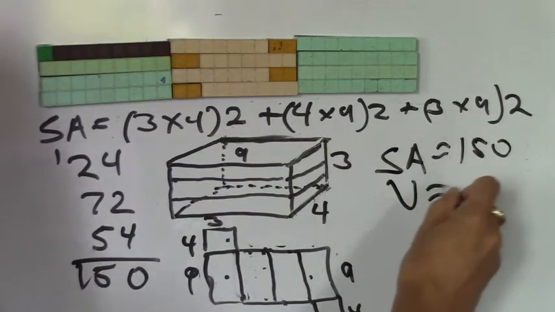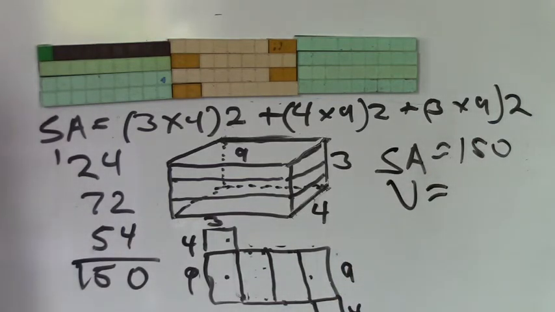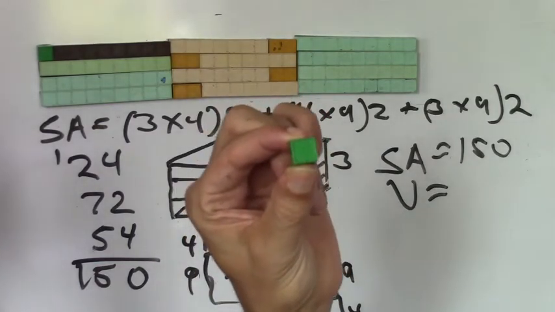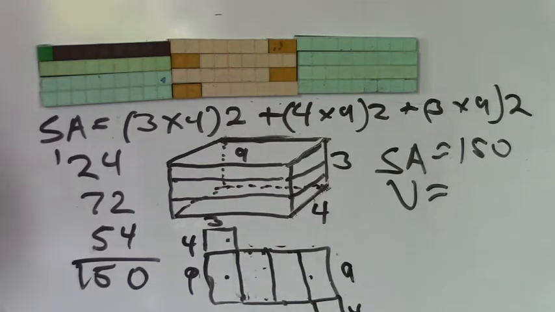What's my volume? Your volume is for the box that you have right there in your hand. How many cubes am I going to fit in that thing? 108. How'd you get 108? Wait, I'm going to count again. Don't count again. Just tell me how you got 108.